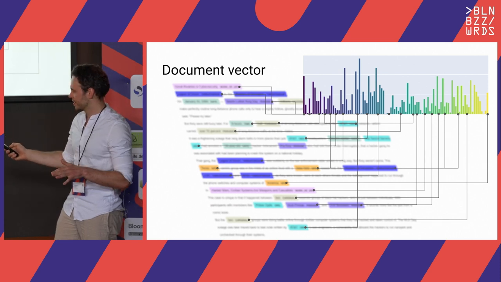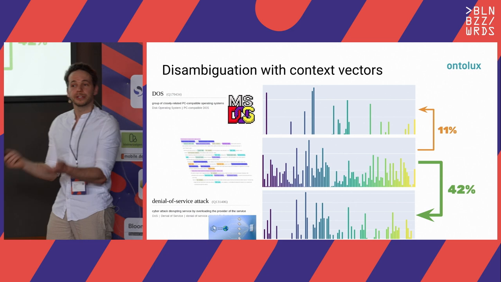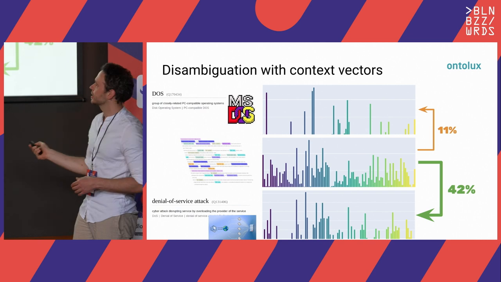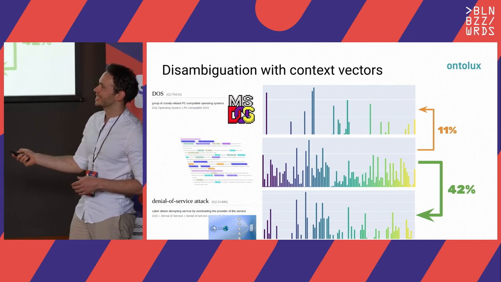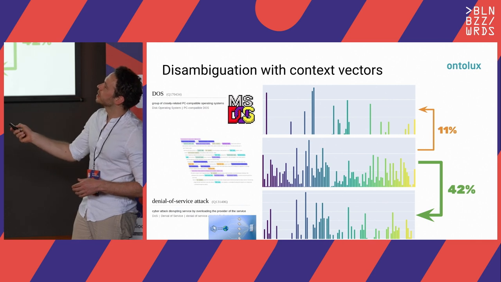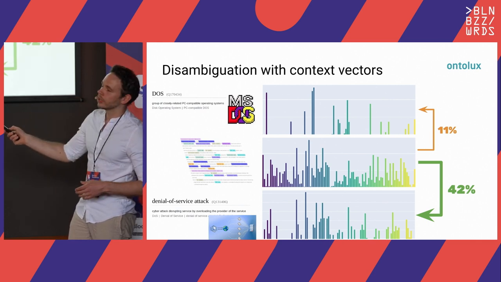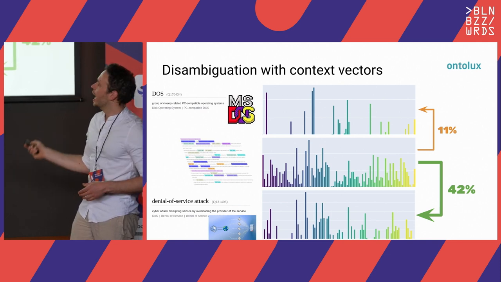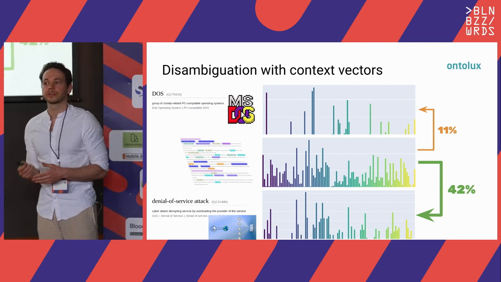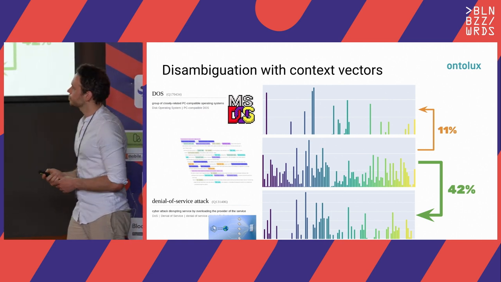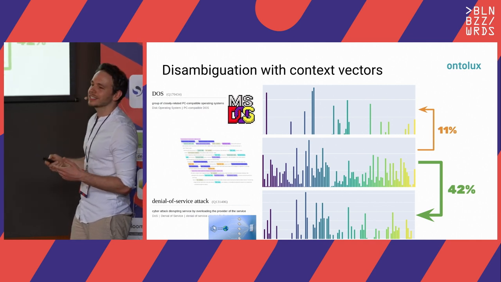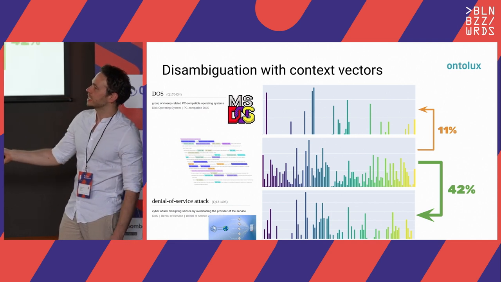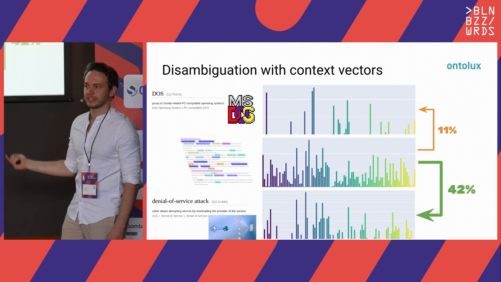These are technical things that you don't have to worry about too much, but what we do is compare these vectors. So we have in the middle here the document vector with all the concepts that appear in the document. Then we have the relation vector for disk operating system, and the relation vector for denial of service. We compare them, for example, by computing a cosine distance between them, and what we get is a disambiguation score. The higher the similarity between these vectors, the more likely it seems that this is the concept the text is actually talking about.